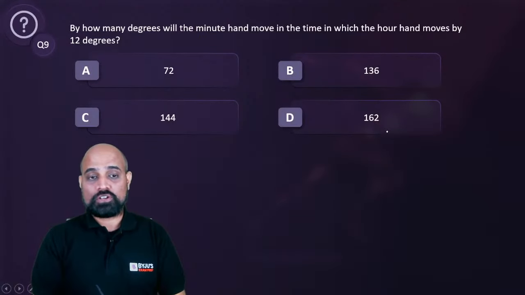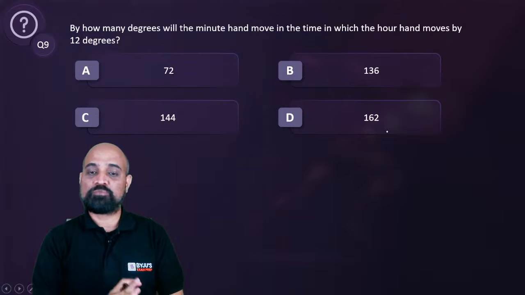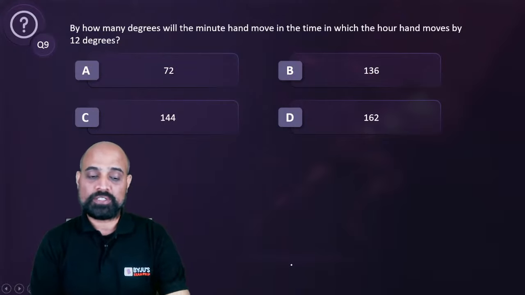9th question on clocks. By how many degrees will the minute hand move in the time in which the hour hand moves by 12 degrees?